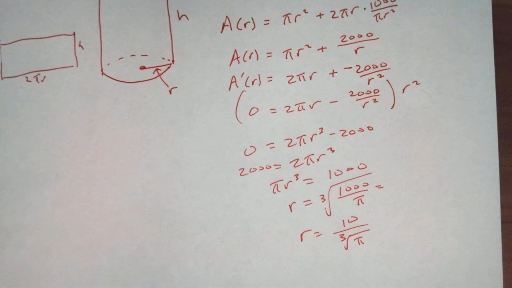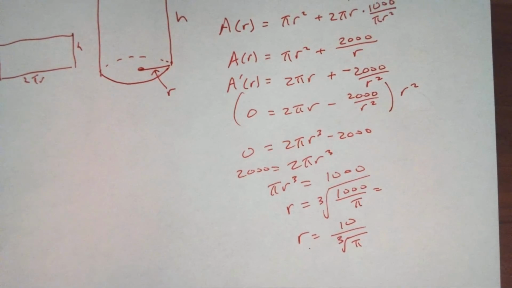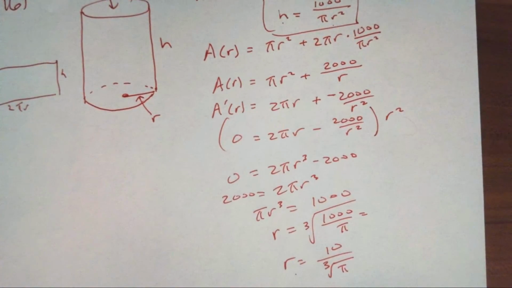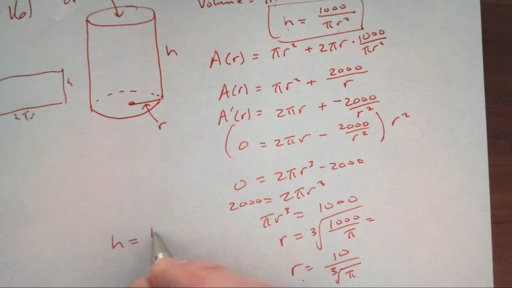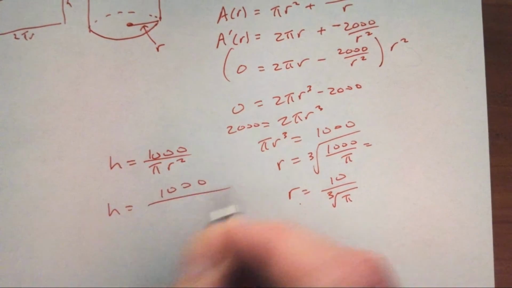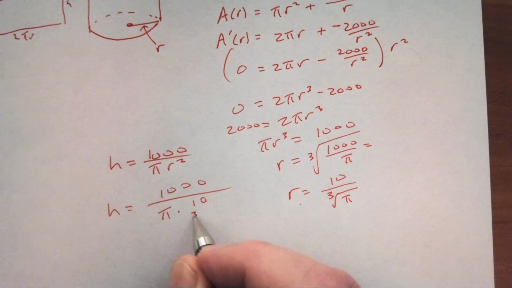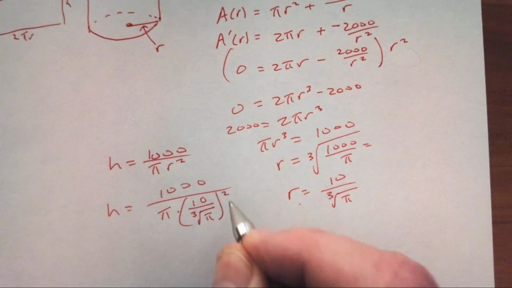Well, that worked out pretty nicely. Let's see what they're asking for. What are the dimensions? So that's r. I need h. So we come back up here. Here's h. So can we see that? I'm just going to rewrite it down here. h is 1,000 on pi r squared. And now I can make that h is 1,000 on pi times 10 on the third root of pi squared.